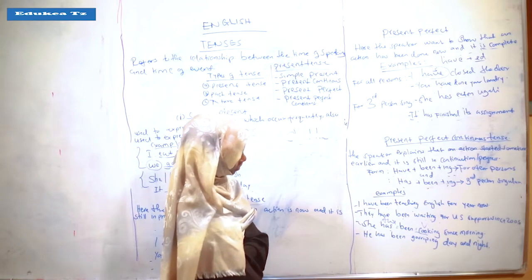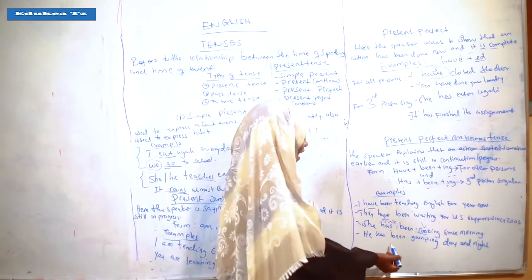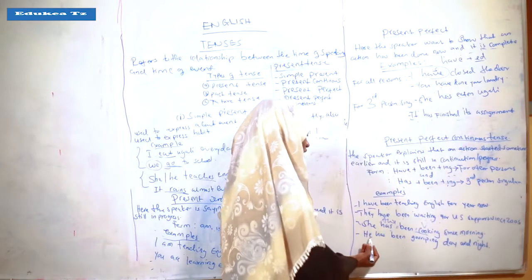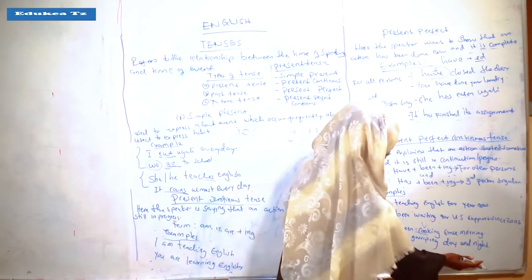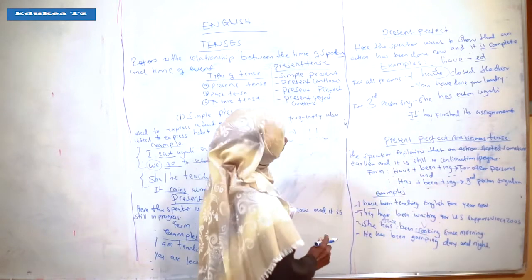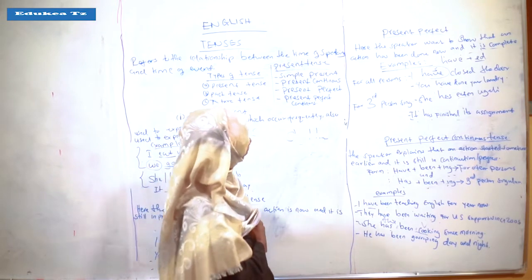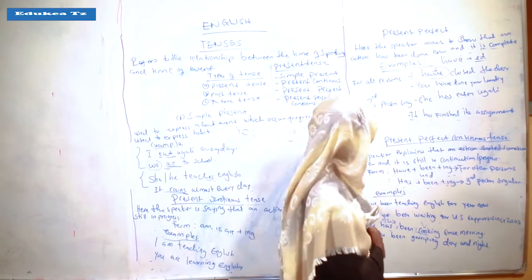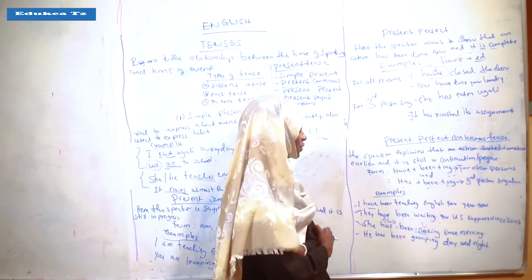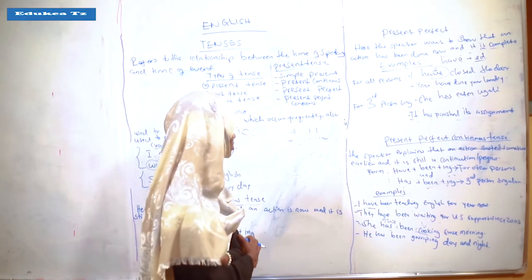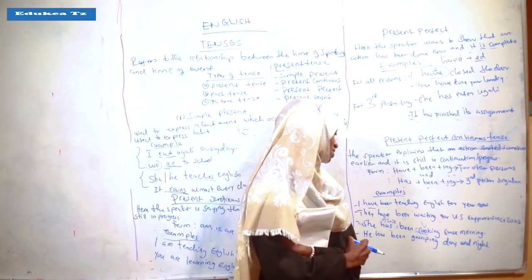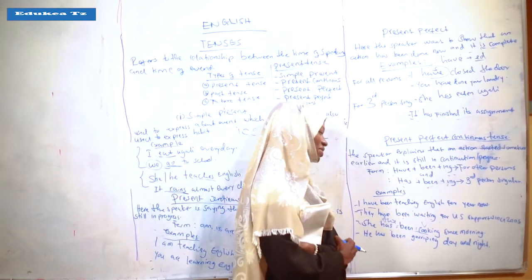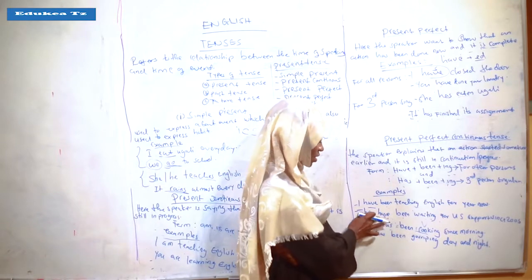The last one, but not the least, is he has been gossiping day and night. He has been gossiping day and night. Present perfect continuous tense is something that is complex, but I hope that through this session it will be easier for you to construct your own sentences in the present perfect continuous tense form. This will be your task. Thank you.